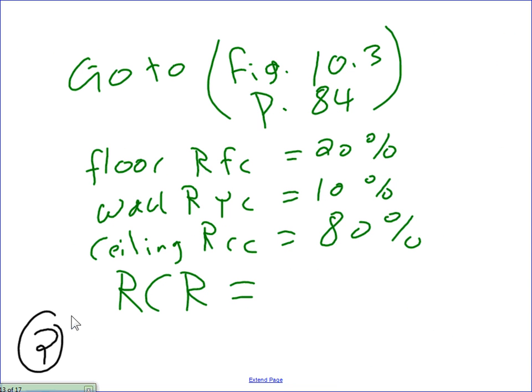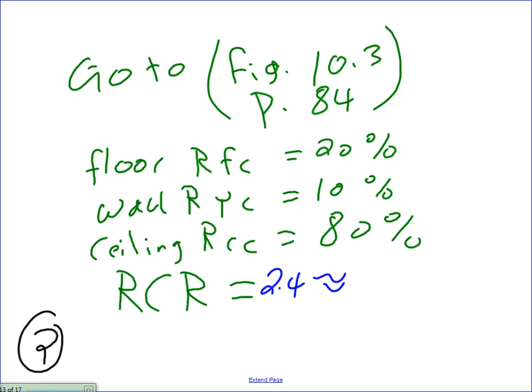Now, in order to solve the problem tomorrow, guys, you have to have Fig 10.3. Either you open the book to this Fig, or I might give it to you printed. If you go to Fig 10.3, page 84, you cannot solve this problem without looking at this graph. Okay, so based on this graph, what was the room cavity ratio that we came up with? 2.4.